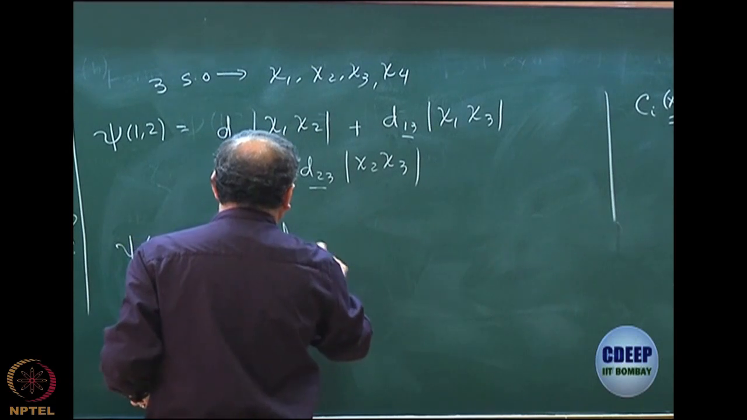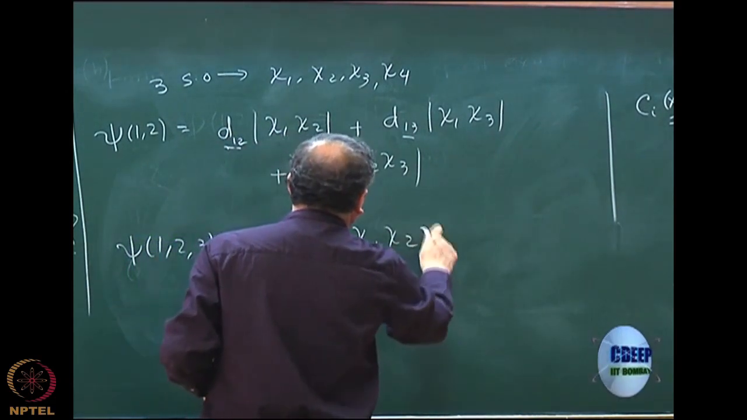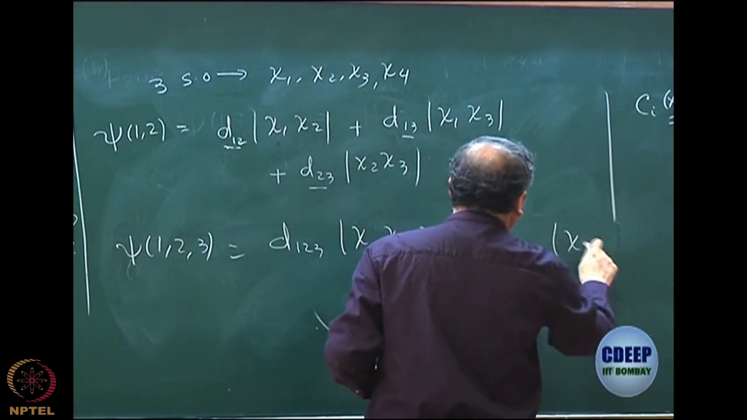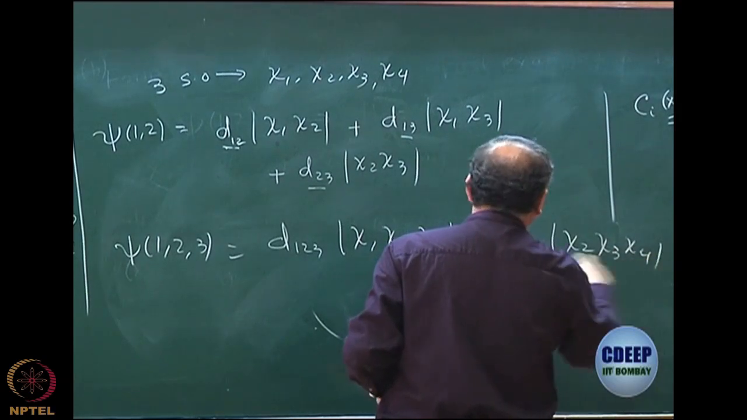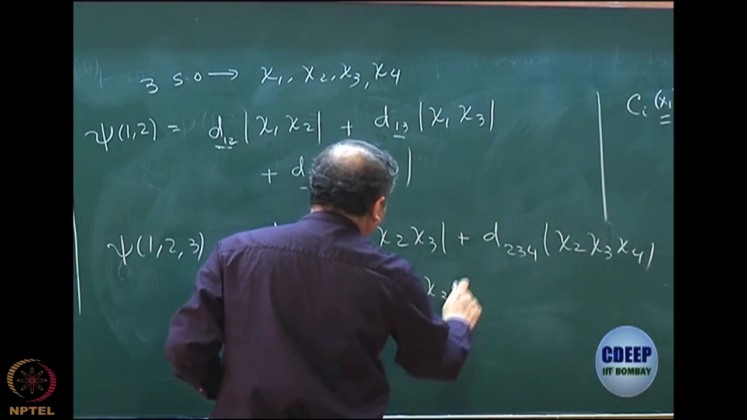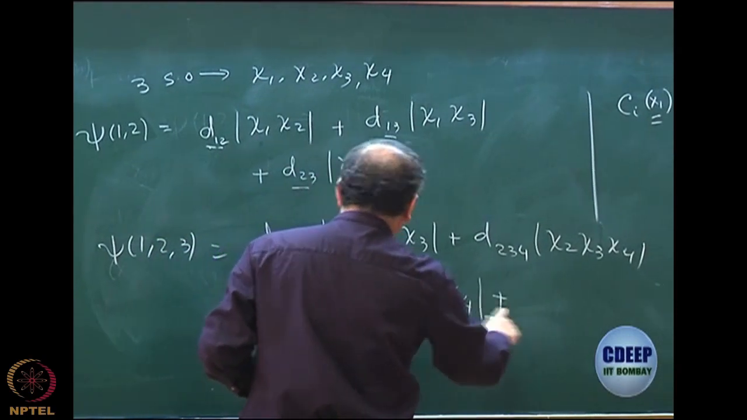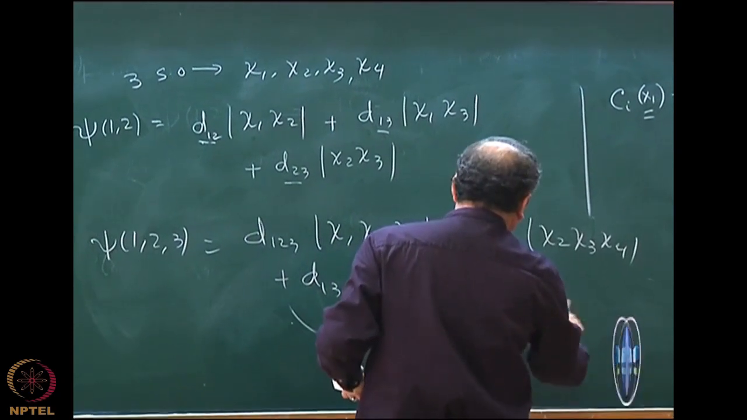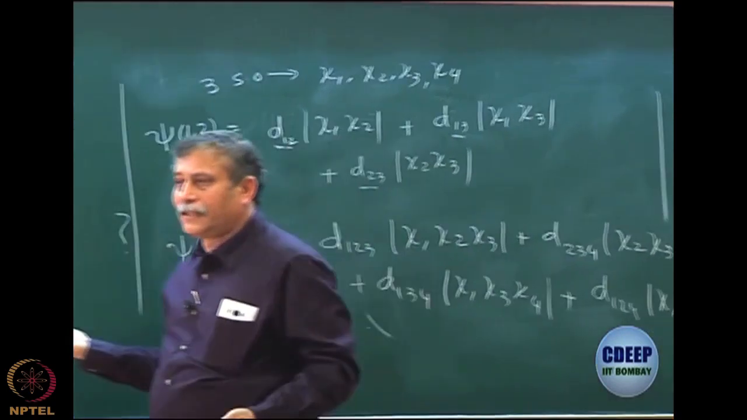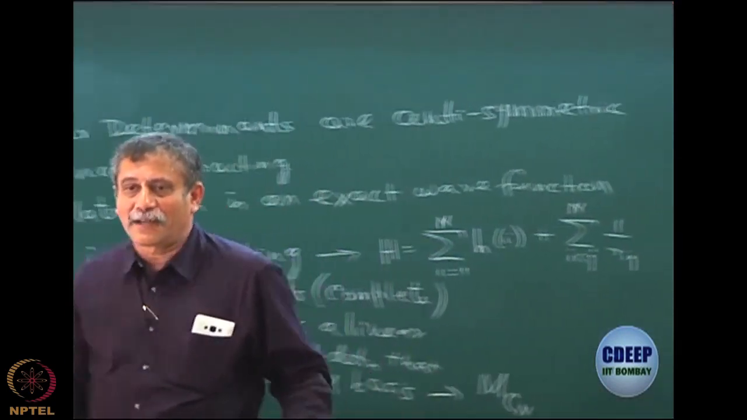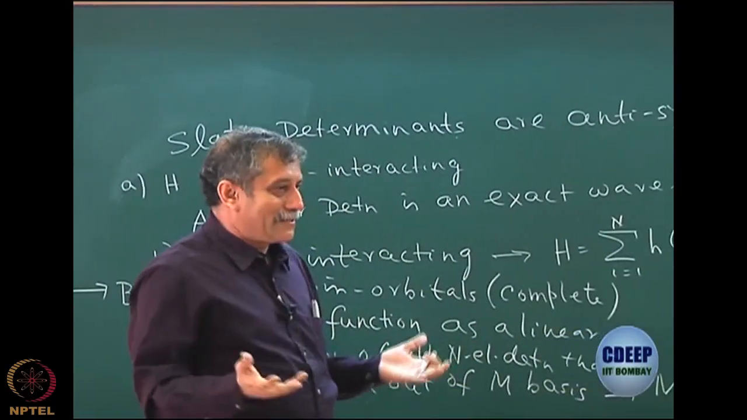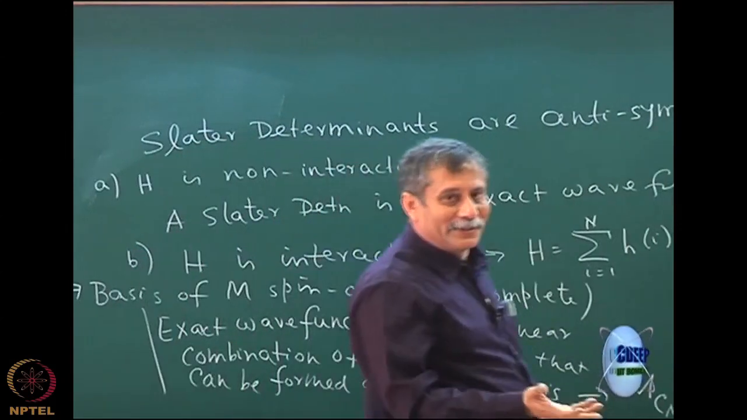So let us say D 1 2 3, chi1 chi2 chi3, plus D 2 3 4, chi2 chi3 chi4. How I index them is not important. D 1 3 4, chi1 chi3 chi4. Okay, plus one more would be there, D 1 2 4, over. And it's a trivial exercise. Any mathematics people can keep doing it. I'm just showing it. It's not really necessary to show.